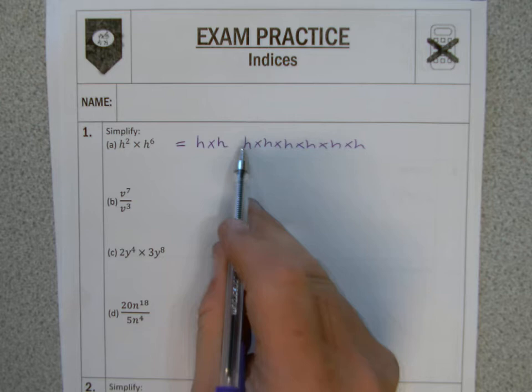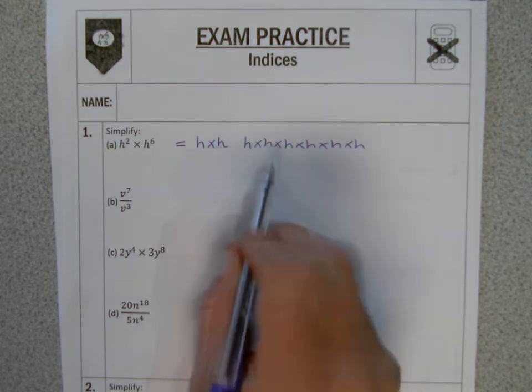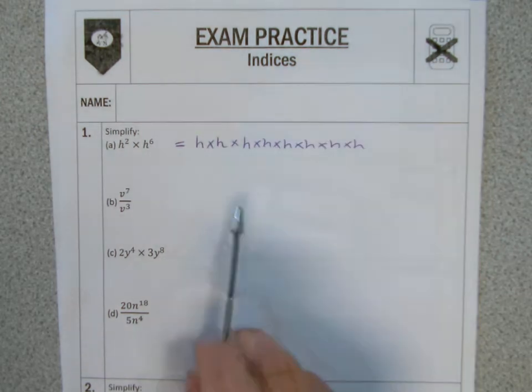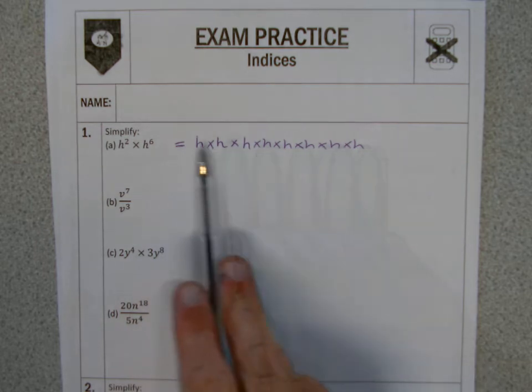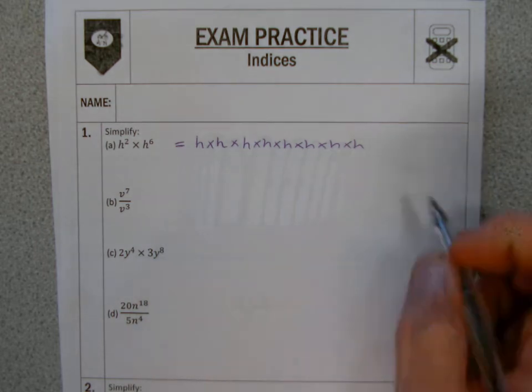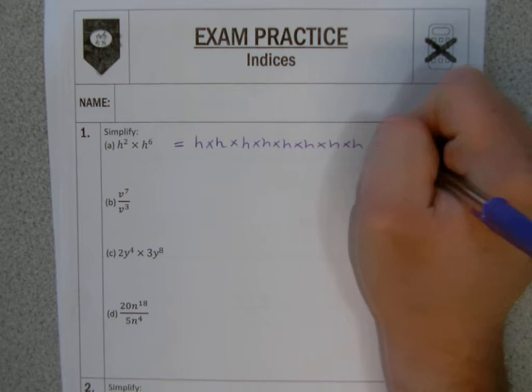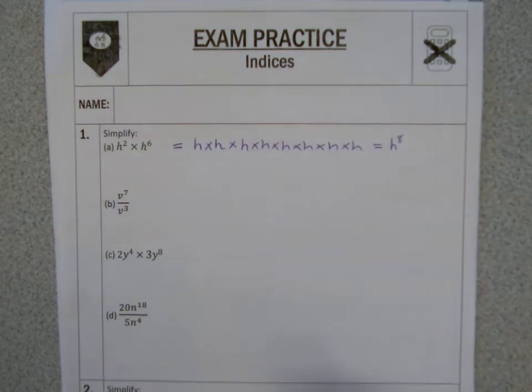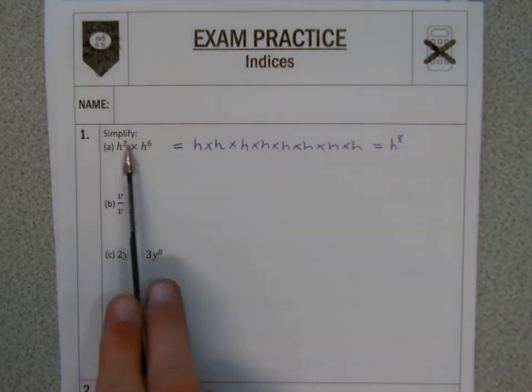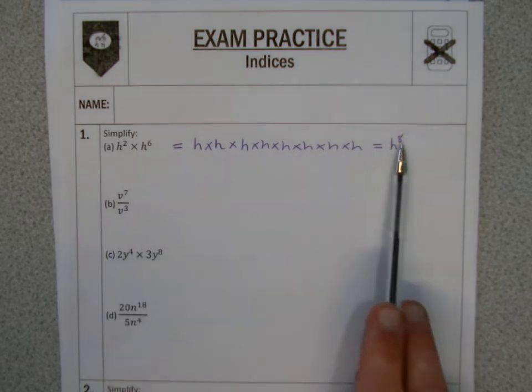Now when I put a multiply in between them, to say we've got to multiply h squared by h to the 6, notice we've just got one string of h's multiplied together, and there's actually 8 of them. So the answer will be h to the power 8. The simple message is, with indices, if you are timesing, you add the powers. 2 add 6 gives me 8.